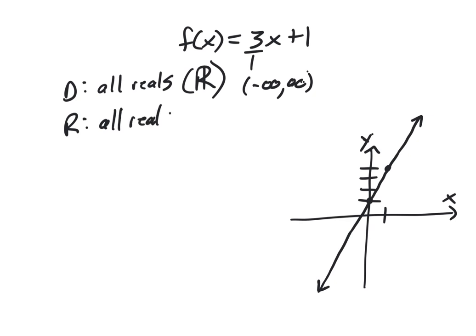So anytime you have a linear function that has a slope to it, because if it was zero slope or undefined slope, that would change things. But if it has a slope to it, your domain and range will always be all reals, every time.